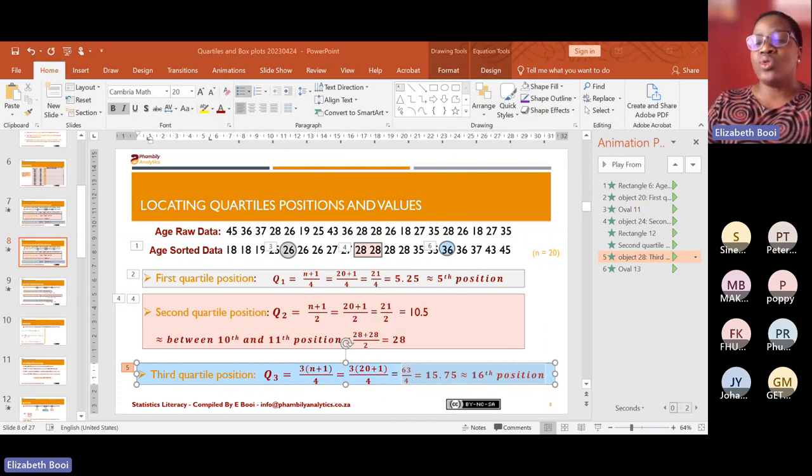When they say what is the quartile or what is the first quartile, they are asking you to find the quartile value. If they are asking you to find the position, they will tell you what is the first quartile position. You must bear that in mind. Okay.